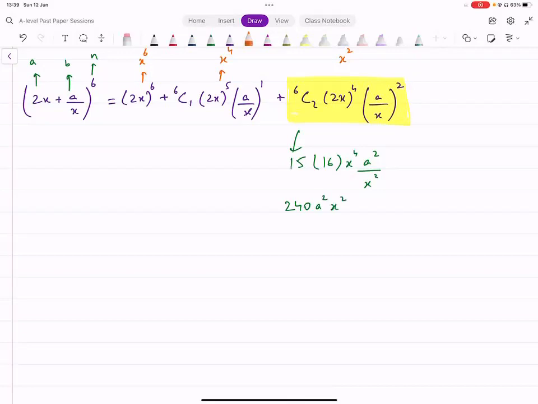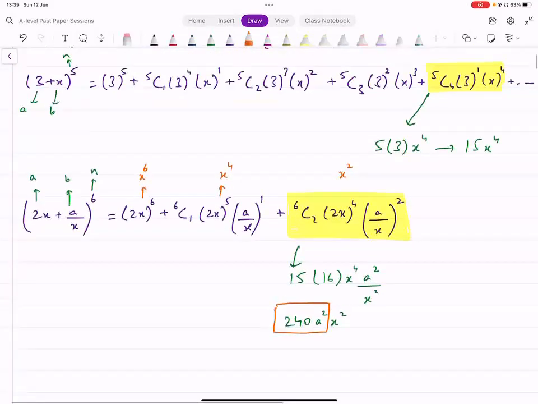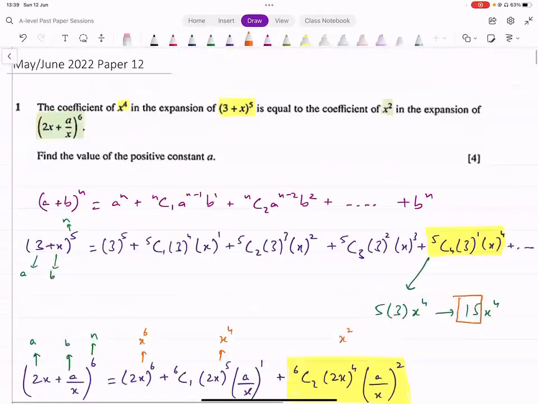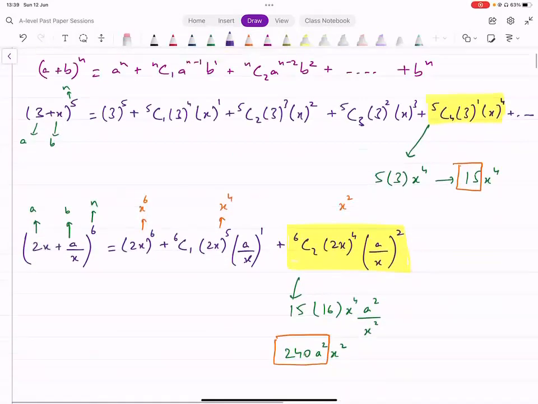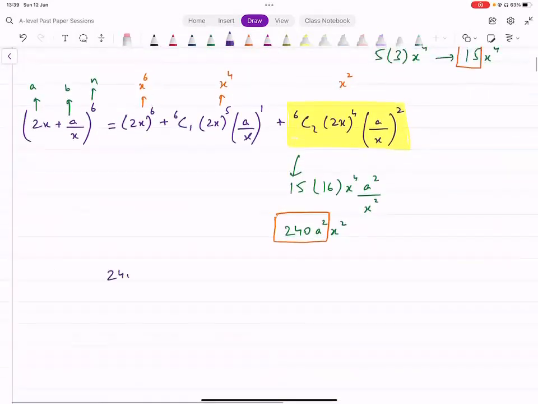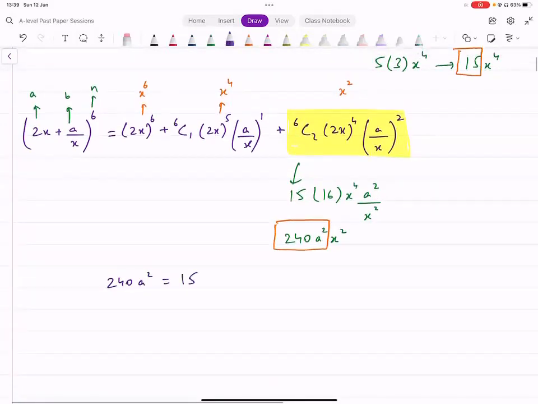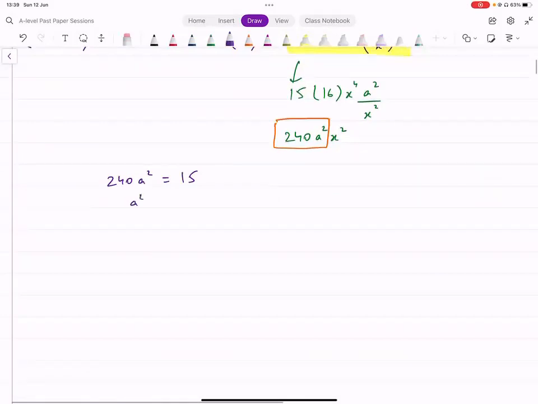Now, these are the coefficients that you've got. You've got 240 a squared here, and you had 15 there. And they've basically told you that these coefficients are supposed to be equal to each other. So you say 240 a squared is equal to 15, and you find the value of a from that. Let's see what we get. a squared equals 15 over 240. Let's simplify this. 15 over 240 gives you 1 over 16.